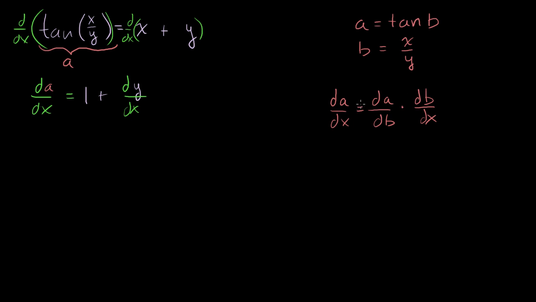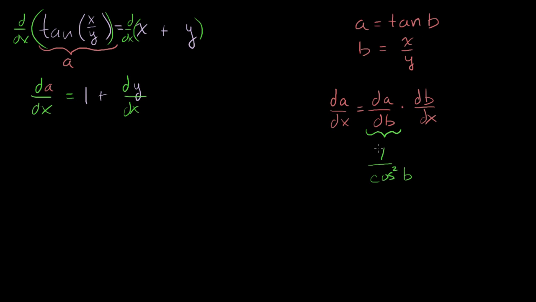So what's the derivative of a with respect to b? Well, that's just 1 over cosine squared of b. And if you don't have that memorized, it's actually not too hard to prove to yourself if you just write this as sine of b over cosine of b. But this tends to be one of the trig derivatives that most people memorize.